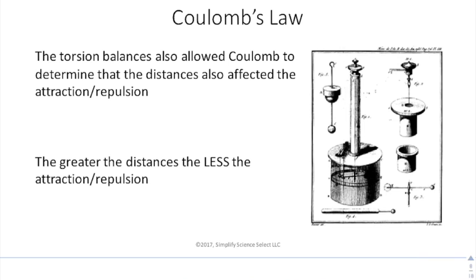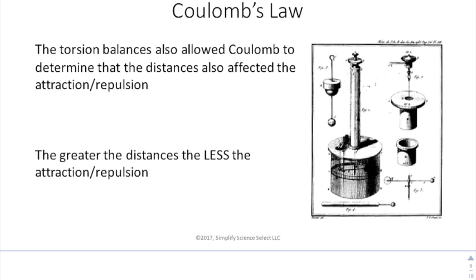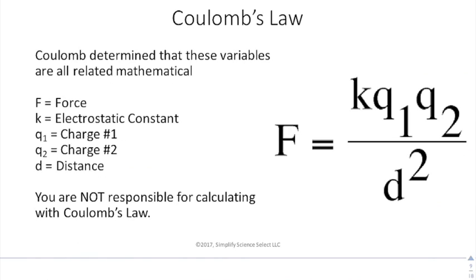Now, using these torsion balances, he was able to modify the distances and the charges to quantify this attraction. Not just say, hey, positive and negative attract, but by how much and what factors changed that attraction, whether it was distance and charge and those sorts of things. So, the greater the distance, the less attraction there was, the more their charges were, the more the attraction was. And so this is Coulomb's law.